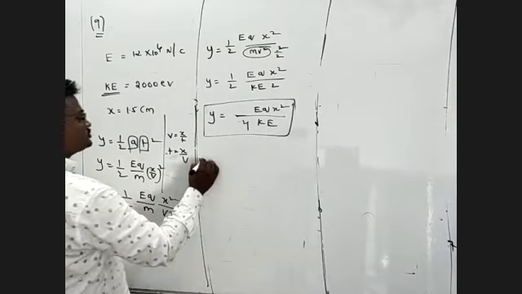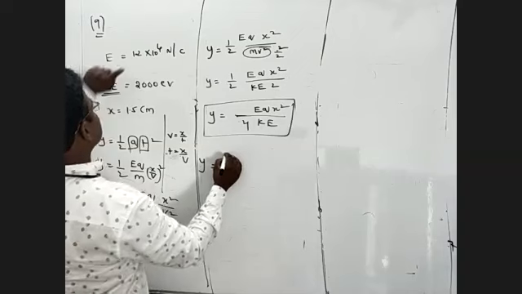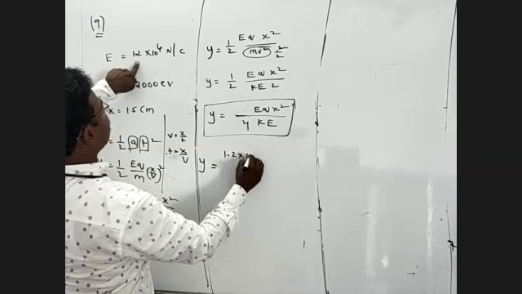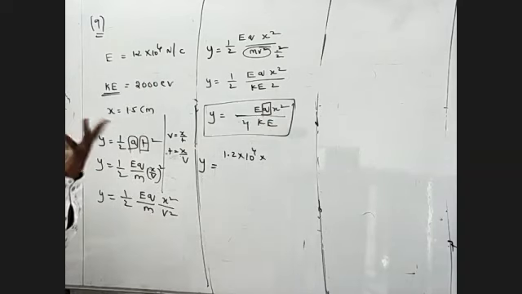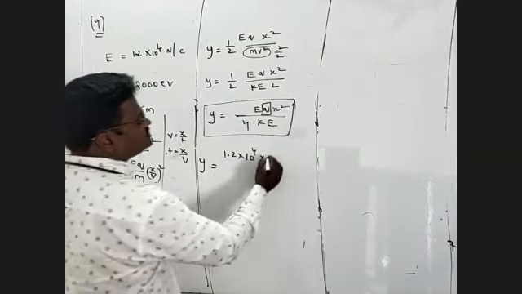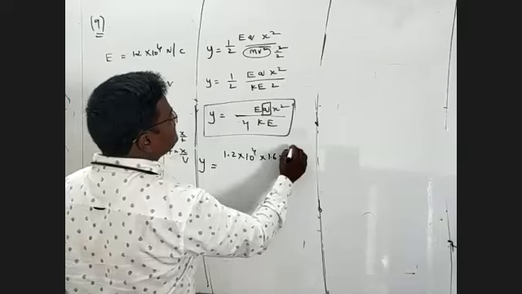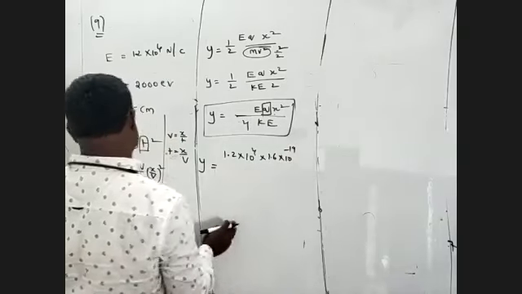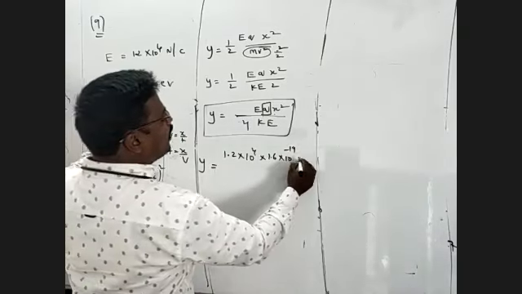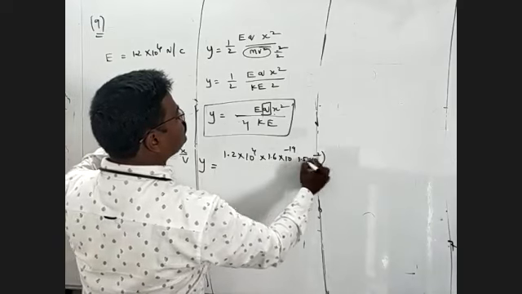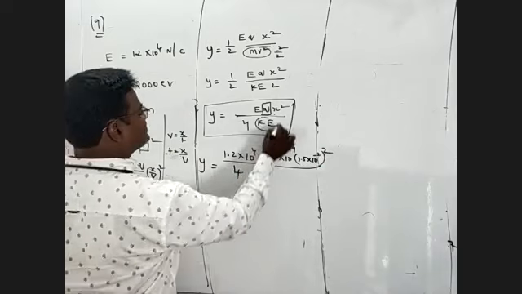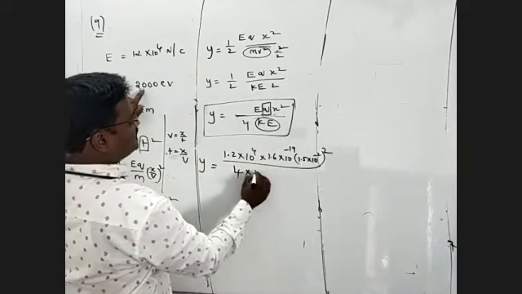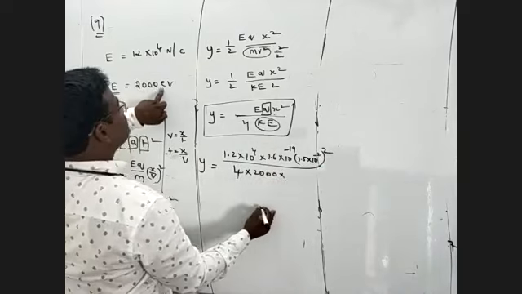Now y is equal to E, the electric field, which is 1.2 into 10 power of 4. Q is the charge of the electron, 1.6 into 10 power of minus 19. And x is 1.5 into 10 power of minus 2, whole square, by 4 into kinetic energy. The kinetic energy is 2000 electron volt.